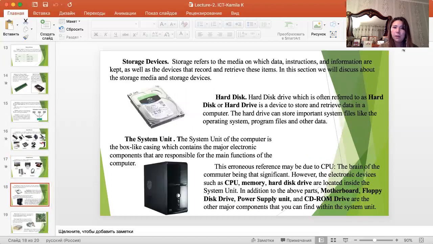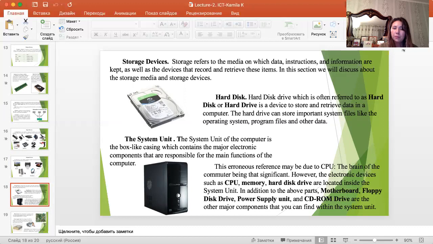Storage devices. Storage refers to the media on which data, instructions, and information are kept, as well as devices that record and retrieve these items. In this section, we will discuss the storage media and storage devices. Hard disk. A hard disk drive, often referred to as a hard disk or hard drive, is a device to store and retrieve data in the computer. The hard drive can store important system files like the operating system, program files, and other data.